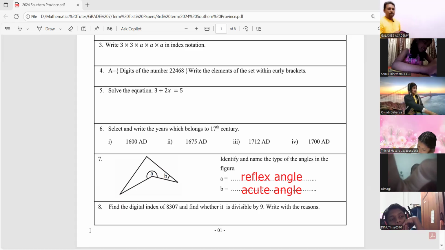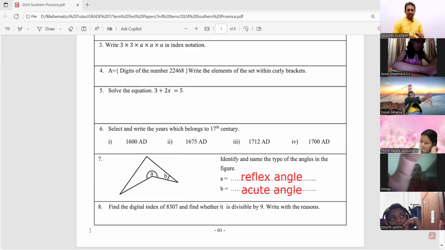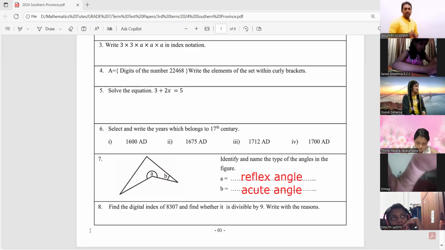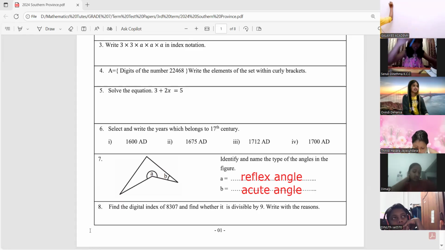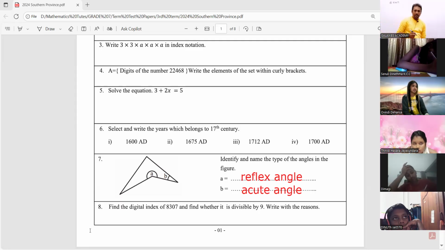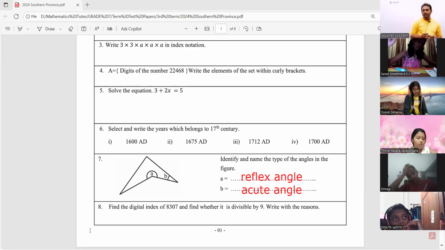Right. Now let's go to number 8. Find the digital index of 8,307 and find whether it is divisible by 9. Write with the reason. First, you have to find the digital index, also called digital root. Then you have to check is it divisible by 9. Also, you have to write the reason.